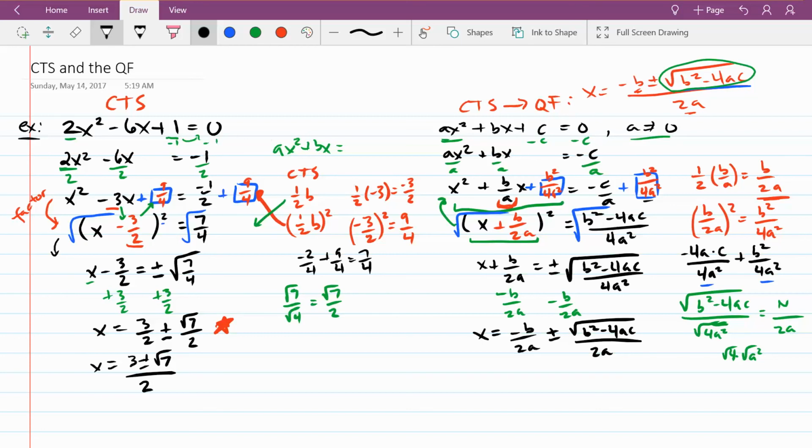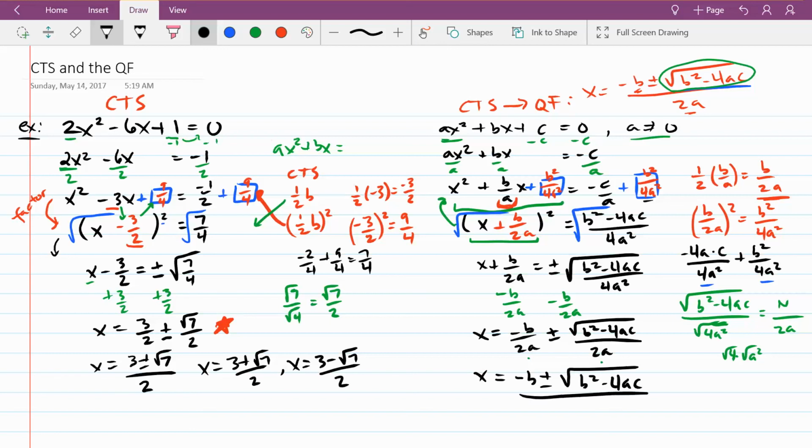Note that this is two solutions. We have x equals 3 plus square root of 7 over 2, and then we have x equals 3 minus square root of 7 over 2. Alright, there are two solutions here. The example's done. The general form, we have one last step as well. They have an LCD of 2a. So combine these fractions. Numerators, I have negative b plus minus square root of b squared minus 4ac all over that LCD 2a. And there it is, quadratic formula.